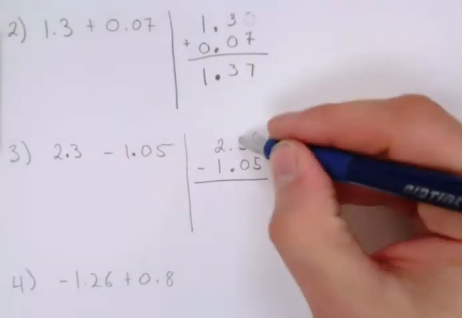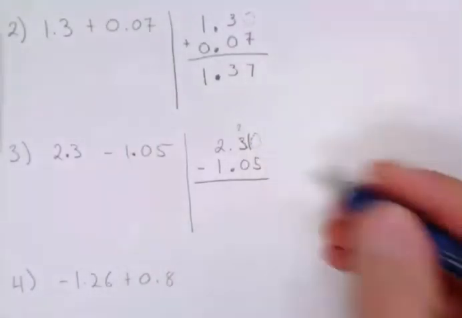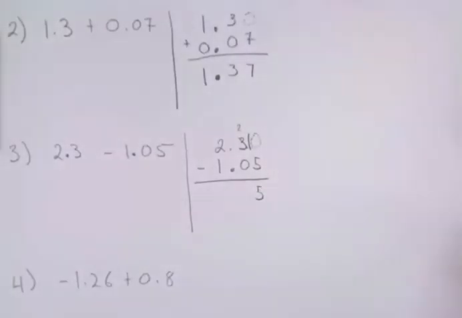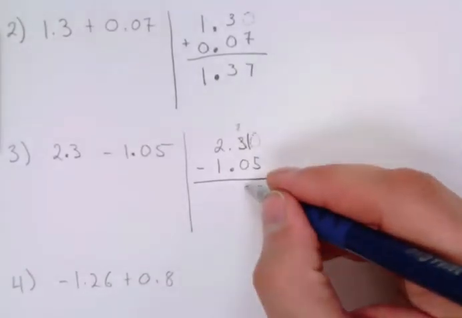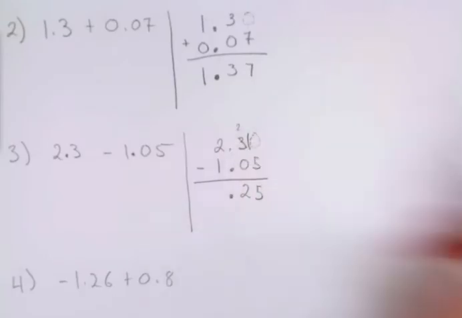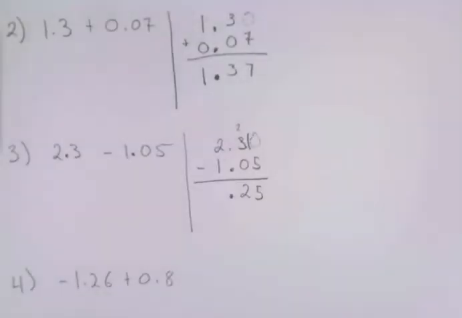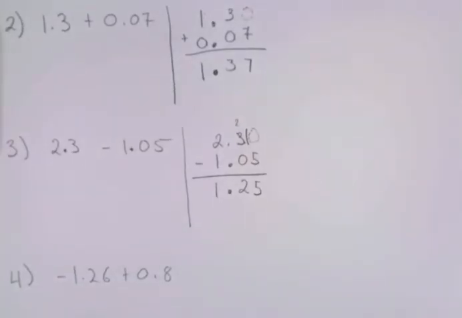Now, I could borrow from here and make that a 10, so this becomes a 2. So we go 10 subtract 5 is 5. Now we have 2 subtract 0 is 2. Put in my decimal. Decimals, remember, always must line up. Then we're going to go 2 subtract 1 is going to be 1. So my answer for this one is 1.25.